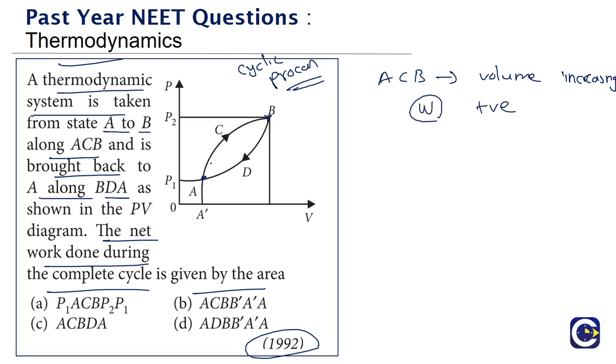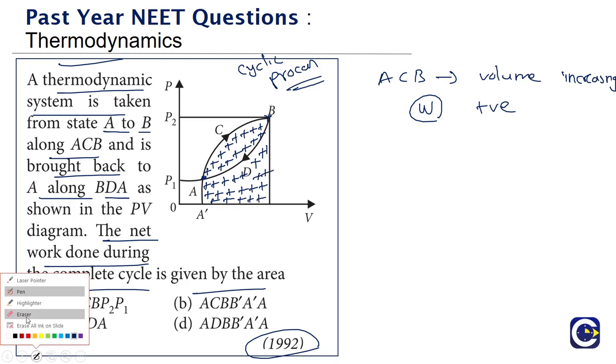So look at this. What is the area below that ACB? I'll just mark this with a plus symbol. Area below the graph is what you have to see, the area below that ACB curve and the x-axis, which is the volume axis. That entire thing marked as plus represents the area below ACB.